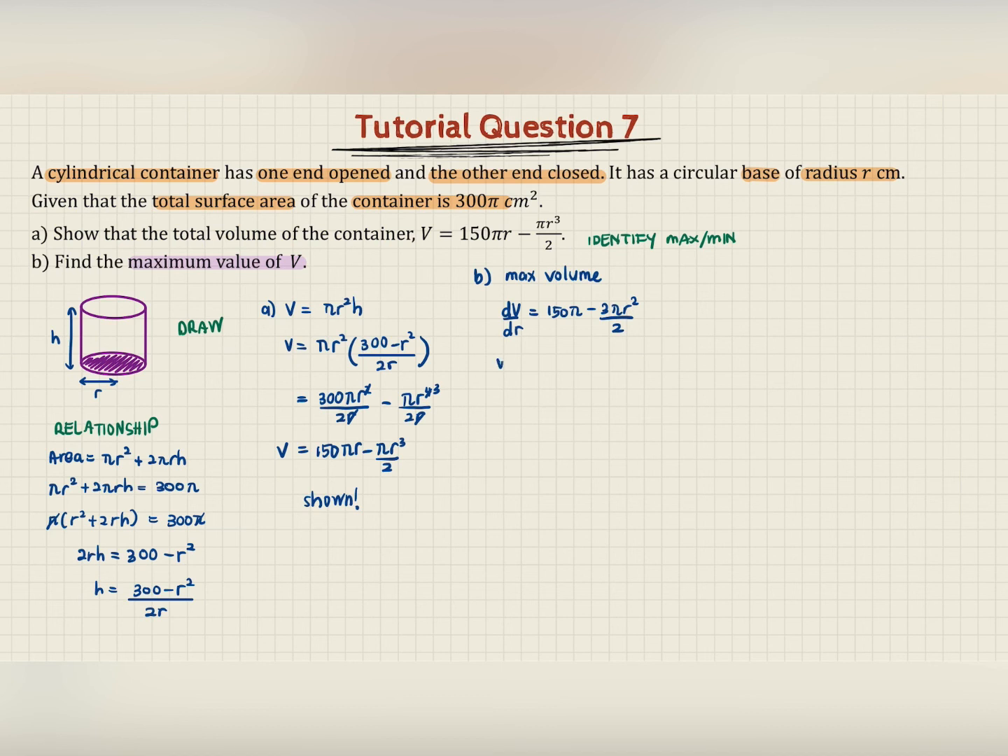Okay, and then kita nak dapatkan value of r, when dV over dr is equals to 0. So bila dia sama dengan kosong, 150 pi will be equals to 3 pi r square over 2. Okay, sebabnya bila ini sama dengan kosong, kita boleh terus pindahkan ini on the right hand side. And then sama dengan kat sini apa? 300 pi equals to 3 pi r squared. Pi boleh potong. Kita akan dapat r square sama dengan 100. So r will be plus or minus 10. Square root of 100 will be 10.